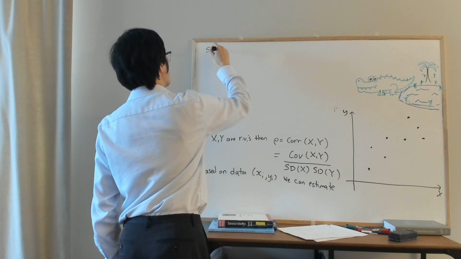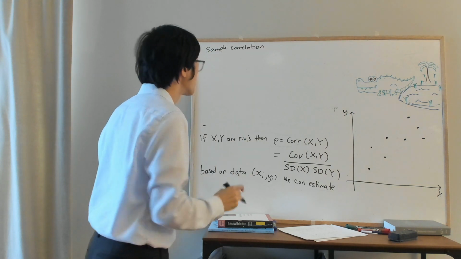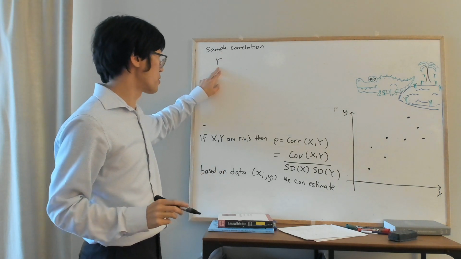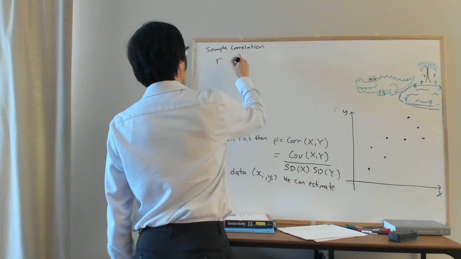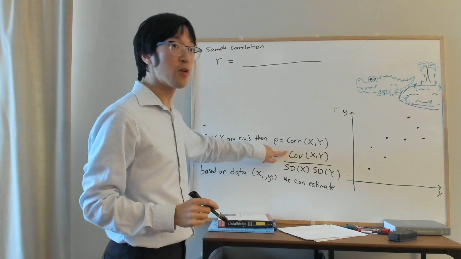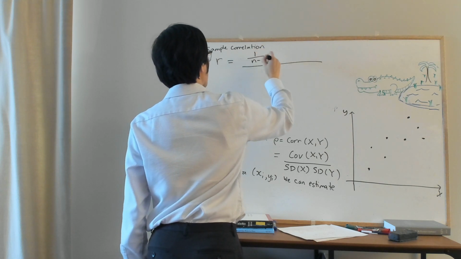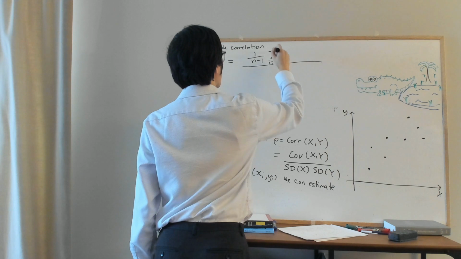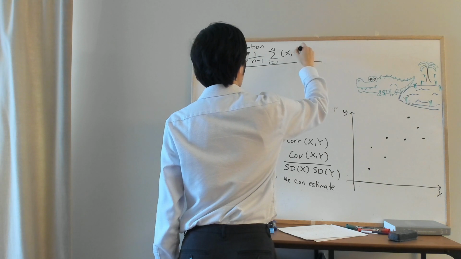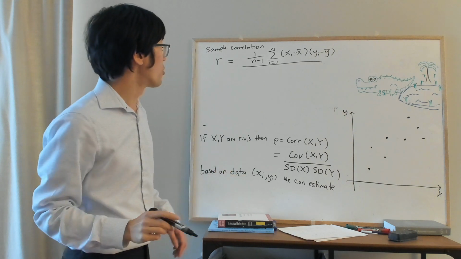Okay, so this is the sample correlation. We'll denote this by R, because that's the sample correlation computed from data. What we do is we replace each of these by the sample estimate. So for the covariance, we use 1 over n minus 1, and then we sum the cross term xi minus x bar, yi minus y bar.